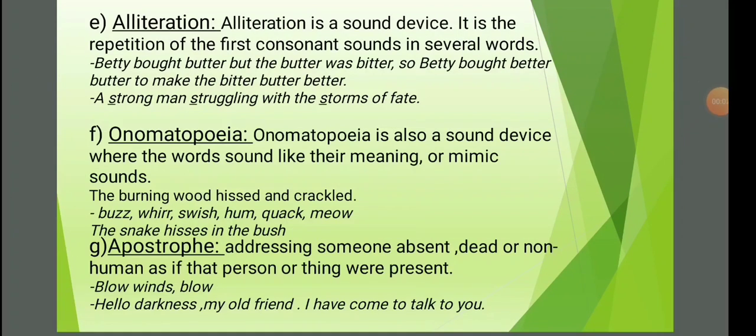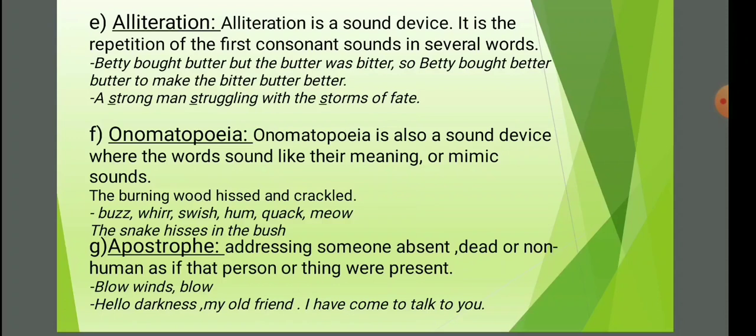Next figure of speech is alliteration. Alliteration is a sound device. It is the repetition of the first consonant sounds in several words. It means in this alliteration, it is a sound effect, means after reading we can see the effect of the sound in every sentence. You can see there are some words whose initial first letters are same, even the sound effect is same, that comes under alliteration.